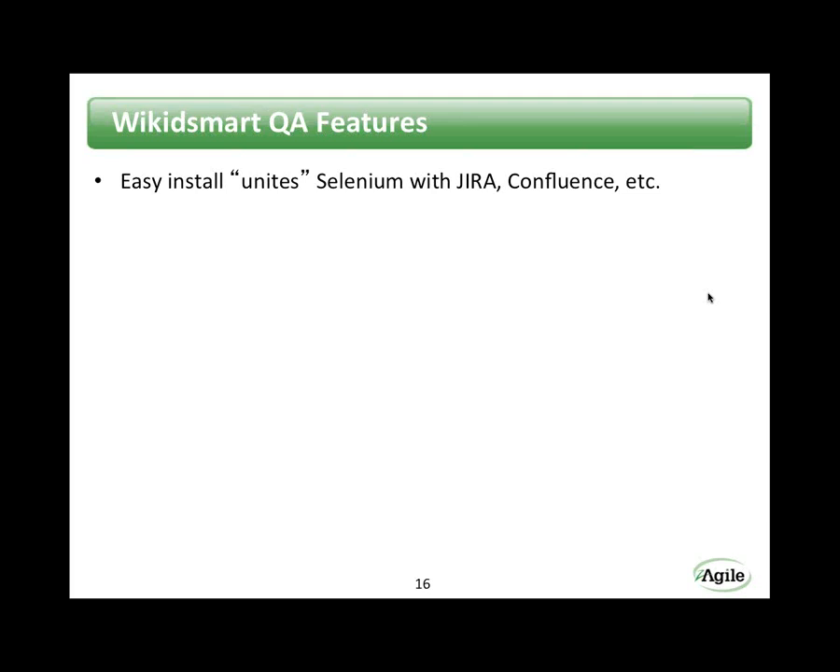So first of all, again, you're uniting the environment. Not only are you uniting Selenium with JIRA and Confluence, but as I mentioned before, if you want to add in other integrations, what you already start with enables you to do that. So you don't have to do a painful migration or upgrade. You just add on connectors as you require.